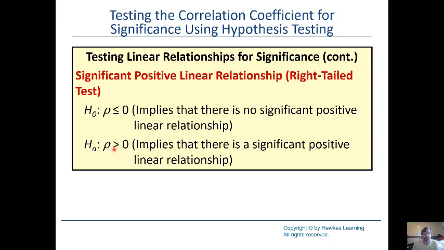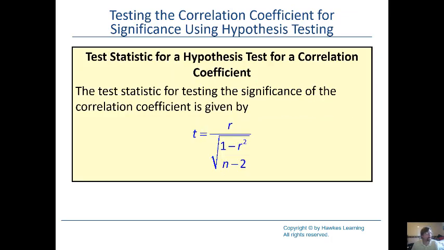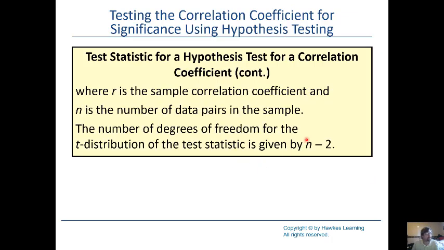The test statistic we need for this is t. We've got the Pearson's correlation coefficient, 1 minus that correlation coefficient squared, and number of pairs minus 2. Degrees of freedom is the number of pairs minus 2, and we're using the t-distribution for this.